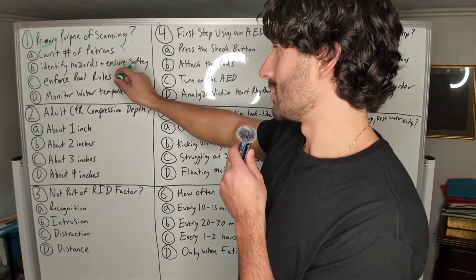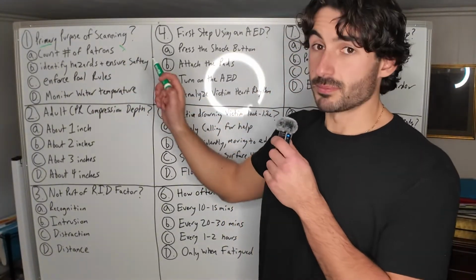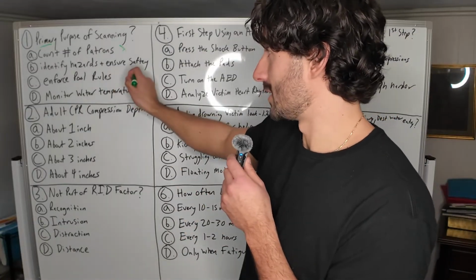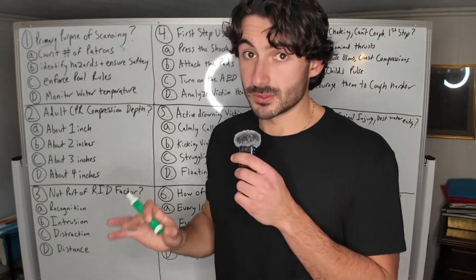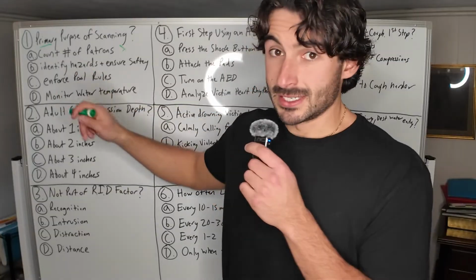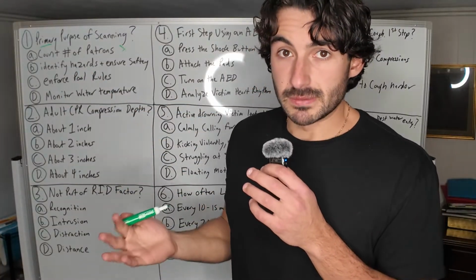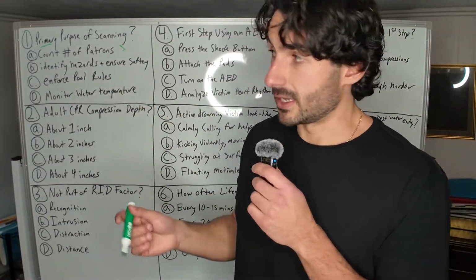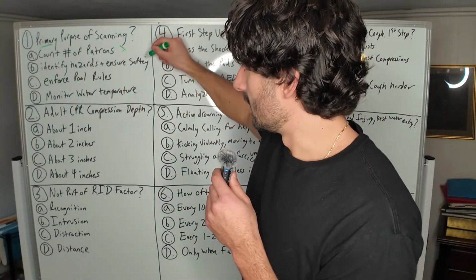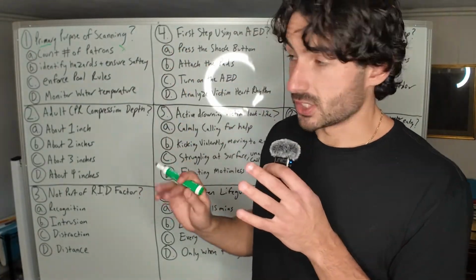Identify hazards and ensure safety. Now, this covers a lot of territory. The word ensure safety is one of the primary reasons why you're a lifeguard. Identify hazards, that's the primary responsibility of your job. You want to shoot things down before they escalate. So this right here is looking really good, but we're not going to say that's the answer just yet.